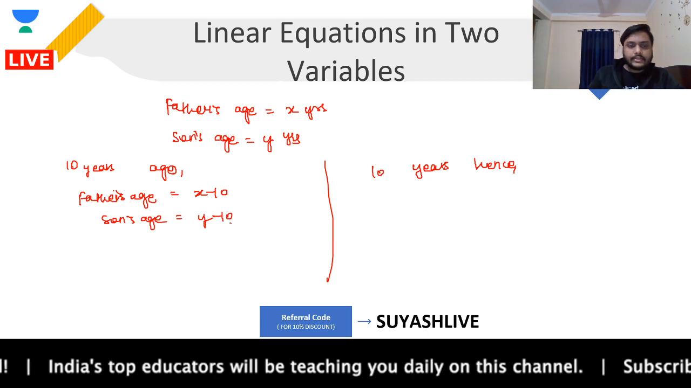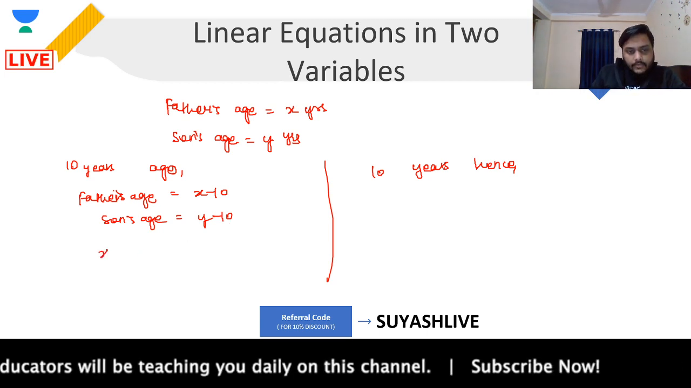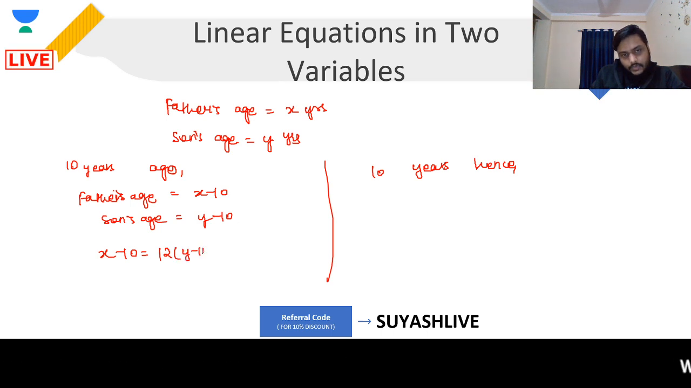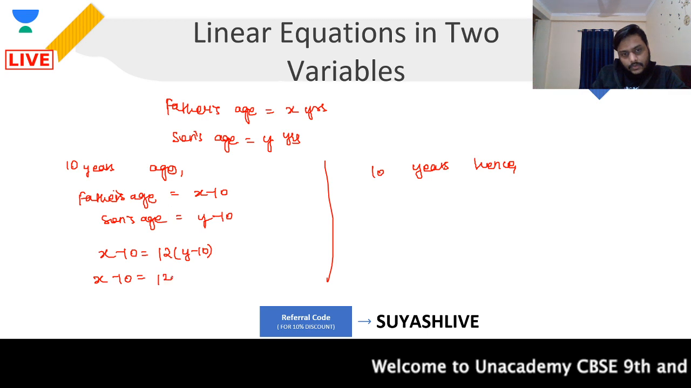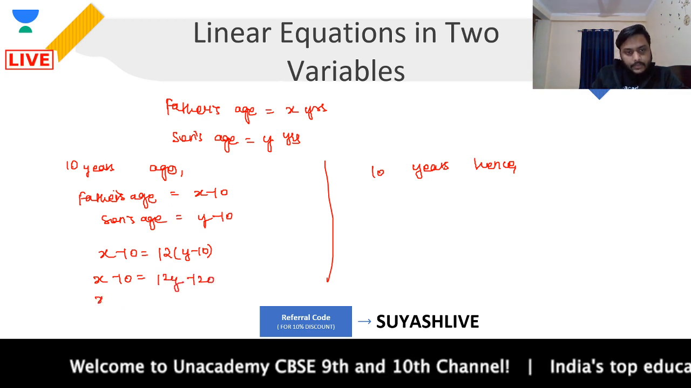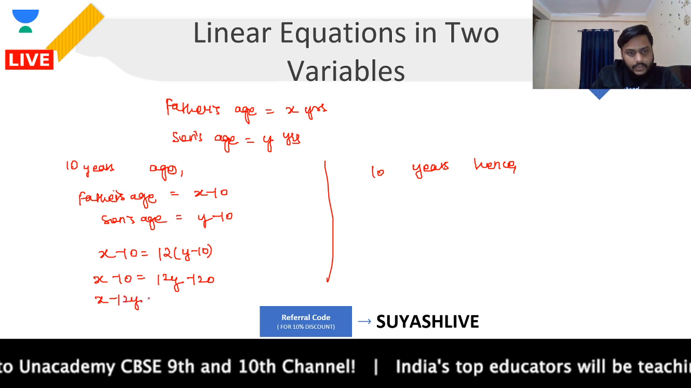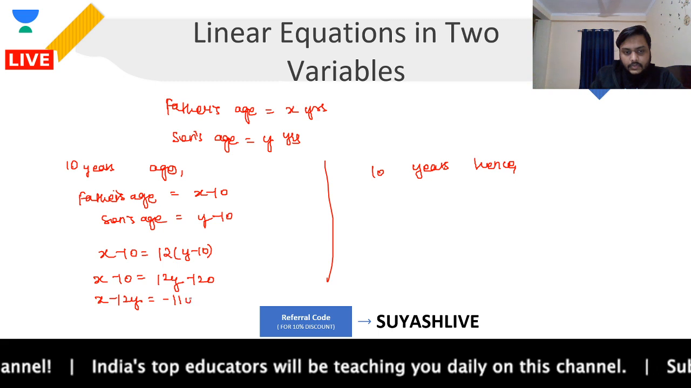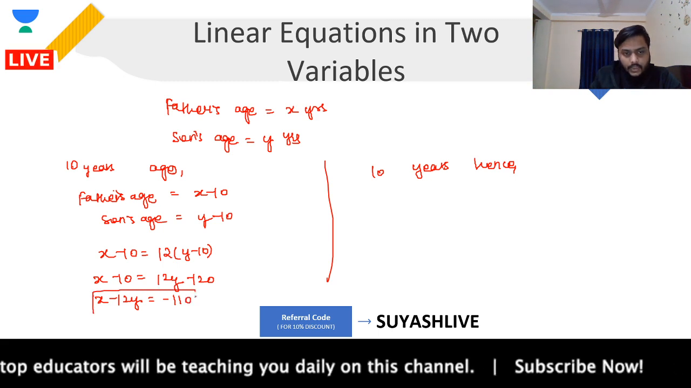Okay, and the relationship is given to you as this, that father's age x minus 10 is 12 times of son age y minus 10. And from here you can say that x minus 10 is equal to 12y minus 120, and this is nothing but what? This is nothing but x minus 12y is equal to minus 120 plus 10, that is minus 110. This is the first equation that you got.